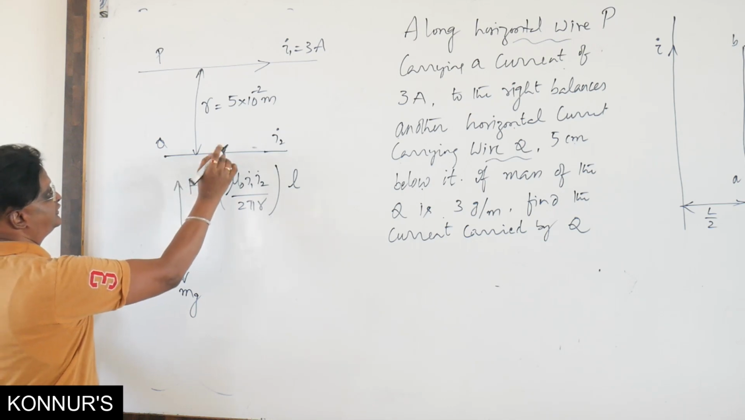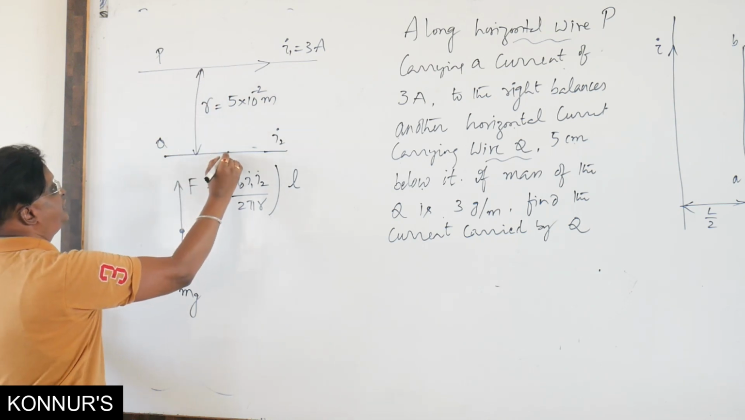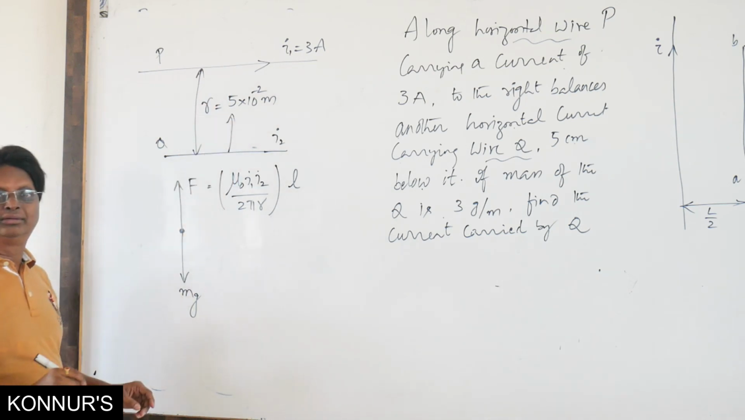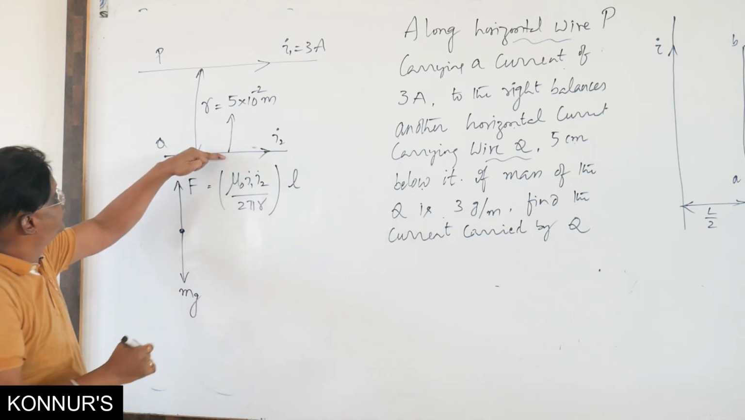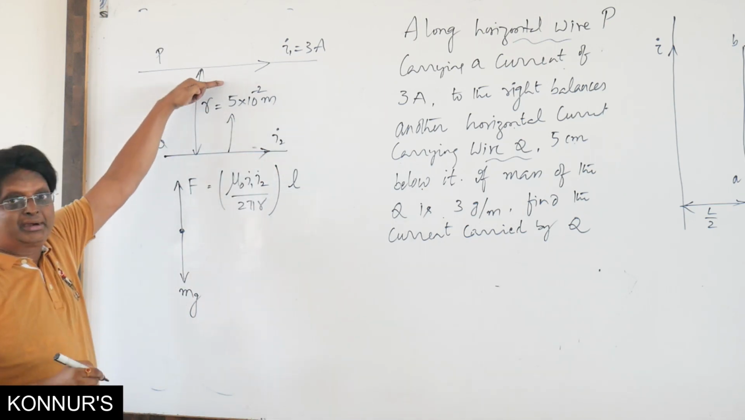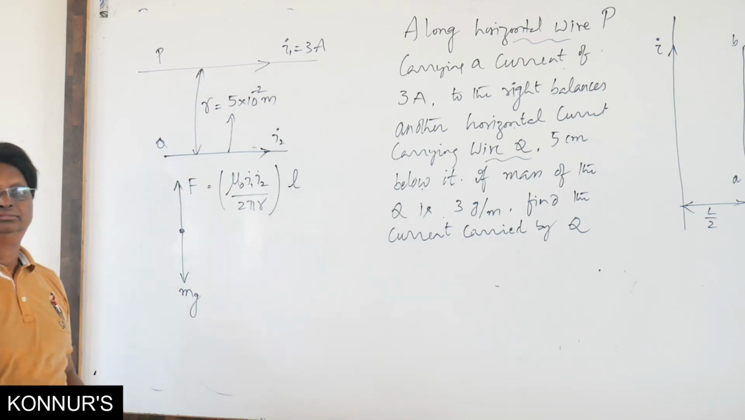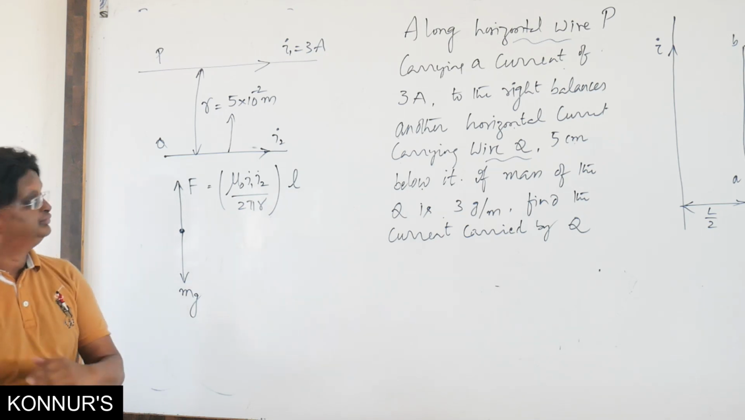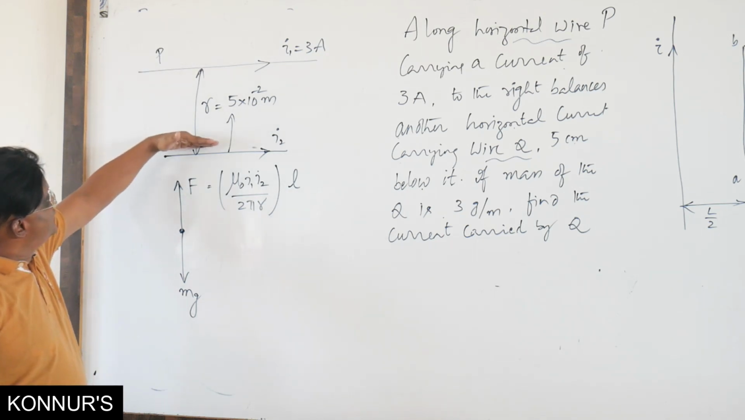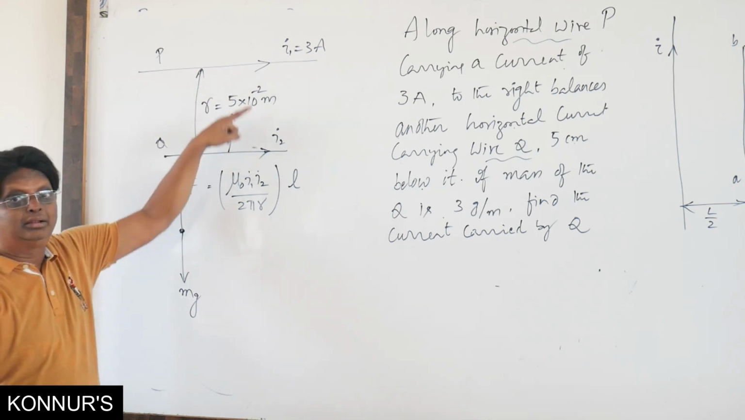Now, remember, F should be upwards. F upward means the force on Q should be towards P. For this, what do we observe? It should be a parallel current. Then only will these parallel currents cause attraction and thus F will be upwards. Therefore, as a simple hard rule, if the balanced wire is below the longer wire, they should carry parallel currents.